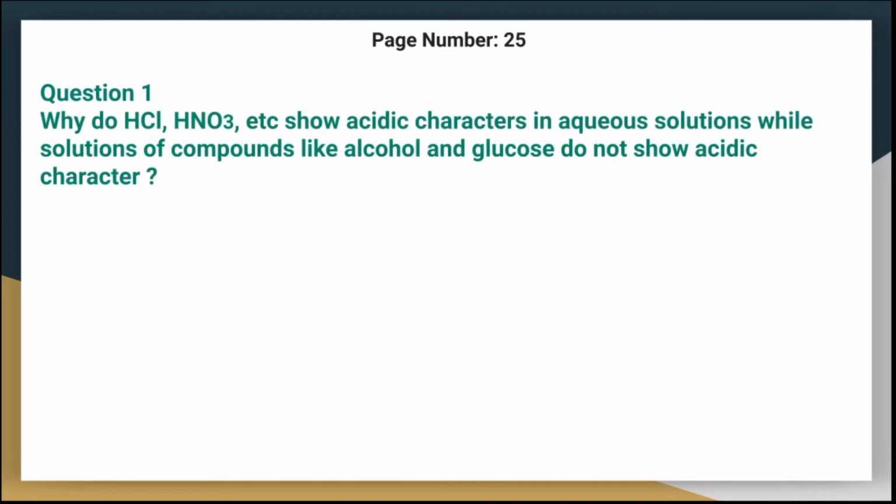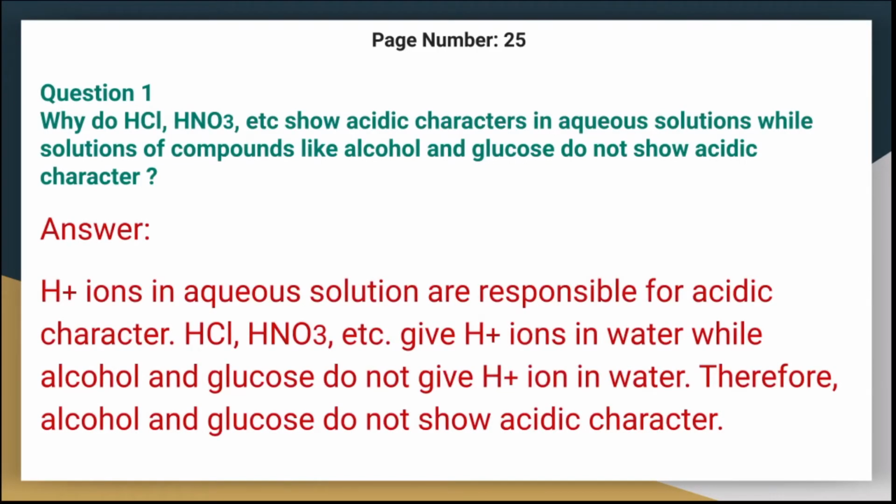It is from page number 25. Question is, why do HCl, HNO3, etc. show acidic character in aqueous solutions while solutions of compounds like alcohol and glucose do not show acidic character? Answer is, H+ ions in aqueous solutions are responsible for acidic character. HCl, HNO3, etc. give H+ ions in water while alcohol and glucose do not give H+ ions in water. Therefore, alcohol and glucose do not show acidic character.